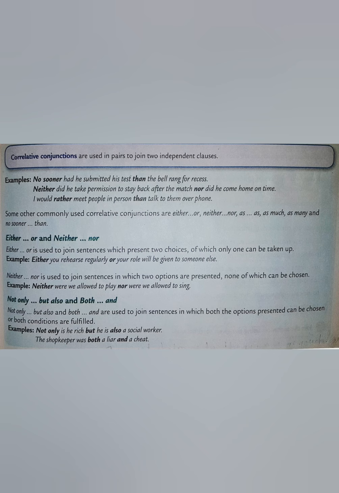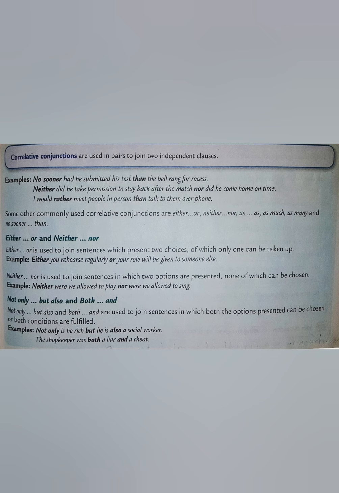If you see the second example, we can say that he did not take permission to stay back after the match, as well as we can say that he did not come home on time. This shows that by separating these two clauses individually, they can create their own meaning and sense. So when we join such two independent clauses together, we need conjunctions, and such conjunctions are correlative conjunctions because they are joining two independent clauses.